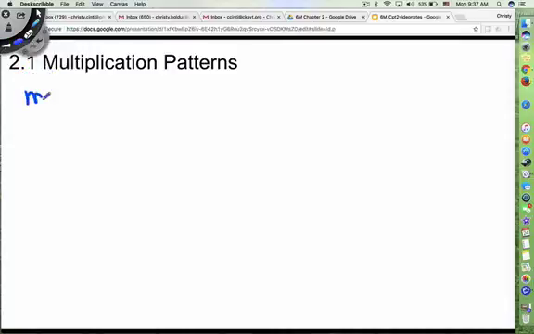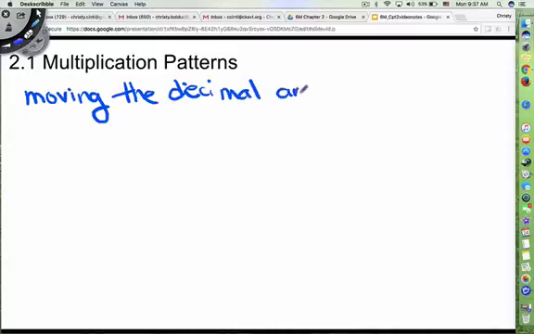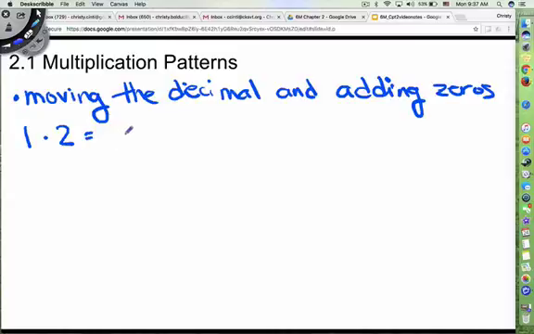So let's talk about moving the decimal and adding zeros. And we'll work through some examples of this. Okay, so the first part of these notes is just looking for some patterns. So we all know that 1 times 2 is equal to 2. Okay, if I have 2 groups of 1, how many do I have? So what if I say 10 times 2? That means I'm wondering how much 2 groups of 10 are. And you know already that 2 groups of 10 is 20.